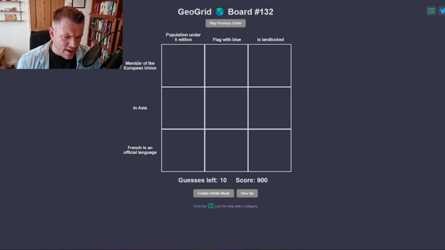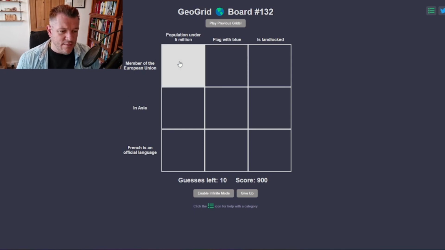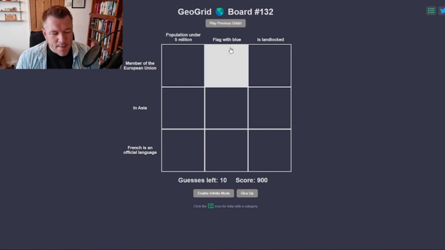So you've got like member of the European Union in Asia, French is official language, and then population under 5 million, blah, blah, blah. So they all have to link up. So this has to be member of the European Union with a population under 5 million, then member of the European Union with a flag that's blue. Simple as that, but obviously not always that straightforward.